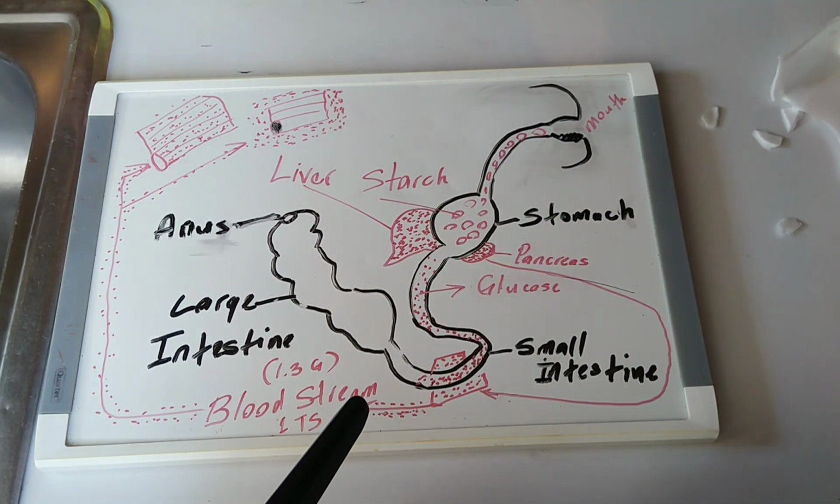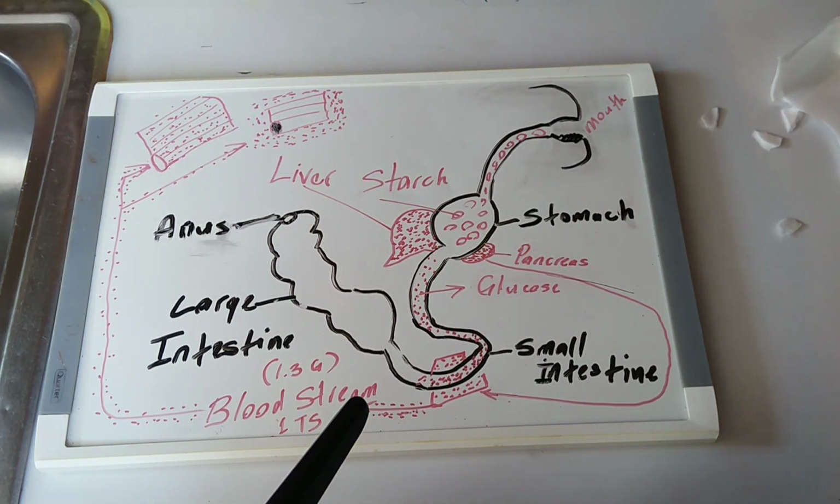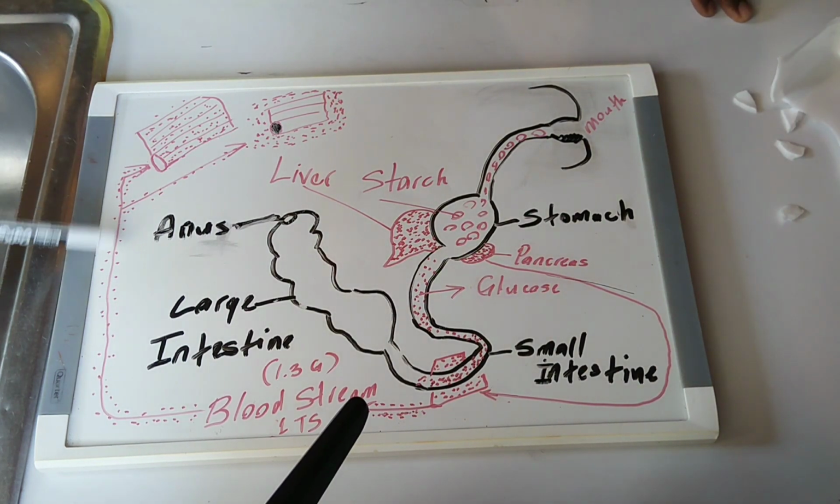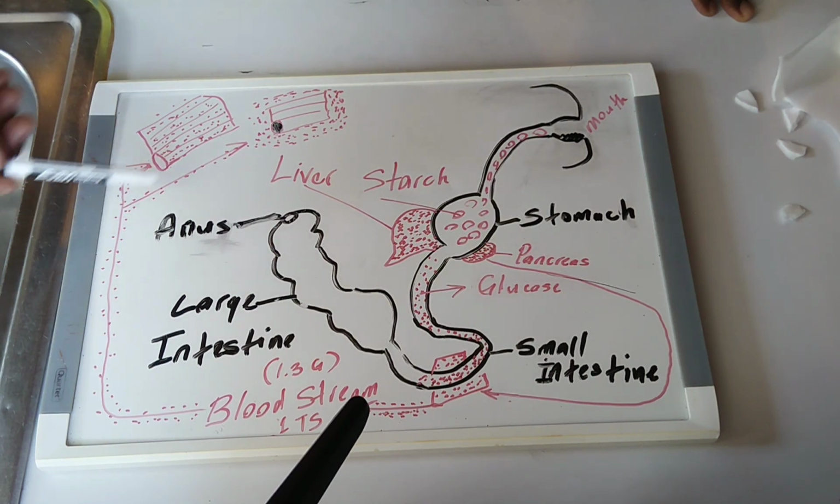Remember, you know, 1 teaspoon of sugar is all you need to have. So the body is so smart, right? It is so smart that these sugary particles, these glucose particles, need to go somewhere.